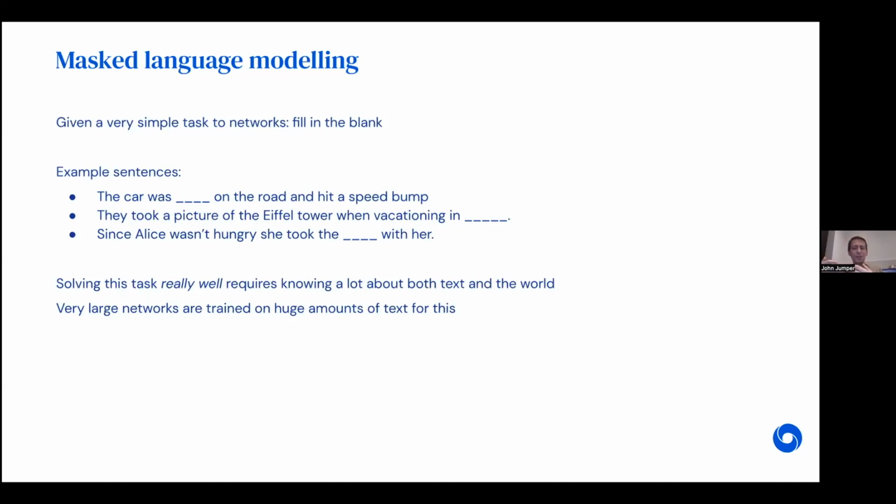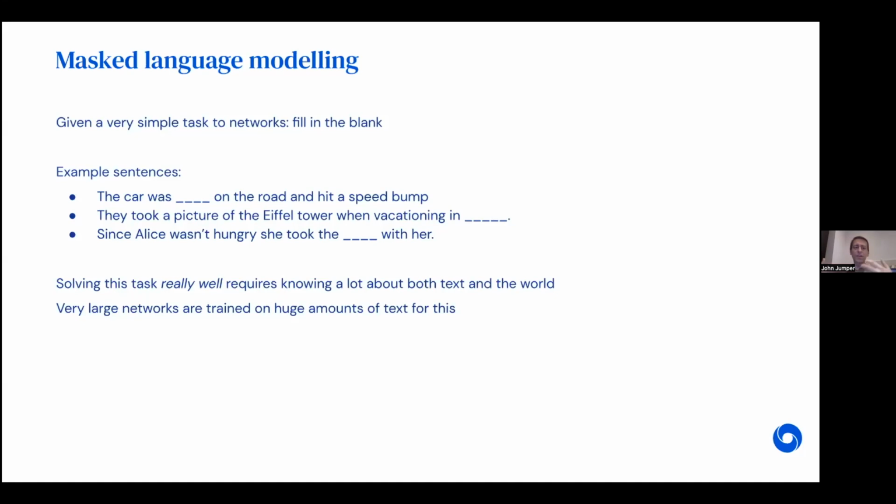You can start to see, as you fill this in, you have to know something about cars and what they do. Take another example of this fill in the blank task: they took a picture of the Eiffel Tower when vacationing in blank. The answer is almost certainly Paris. New York City is a very bad answer here. So just this simple task of, what's the missing word, requires you to know all the landmarks in all the capitals or major cities, quite a lot about the world, because filling in the blanks is contextual. It's about the world.